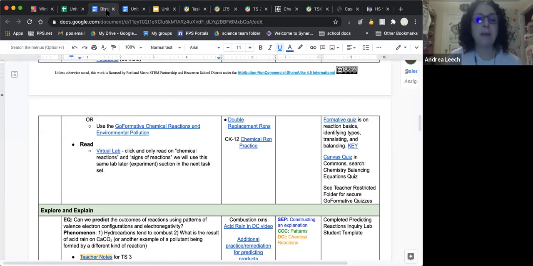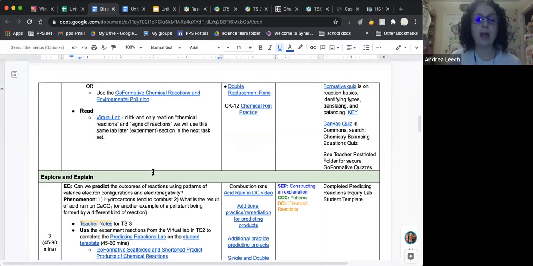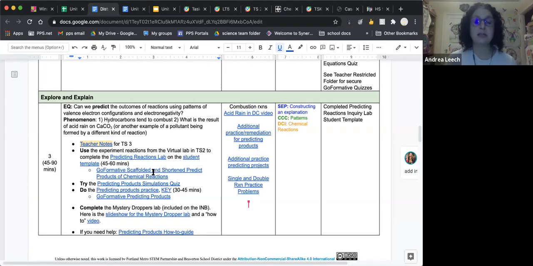So once we get past that virtual lab, we're actually going to go into predicting products.